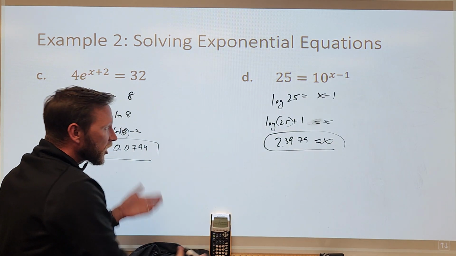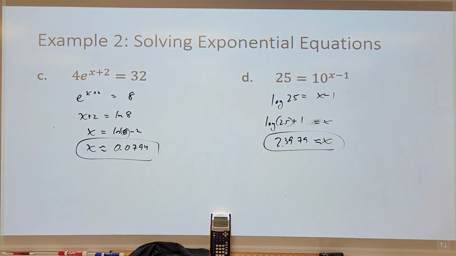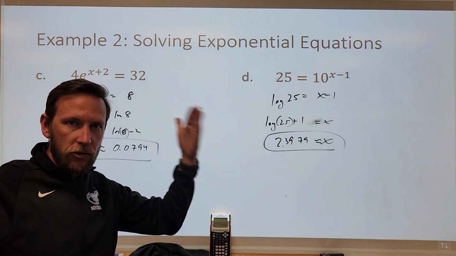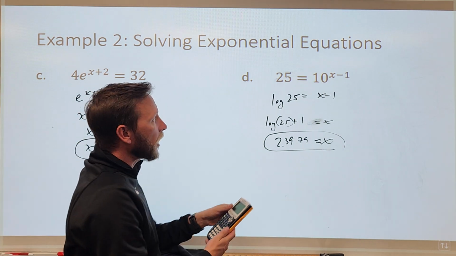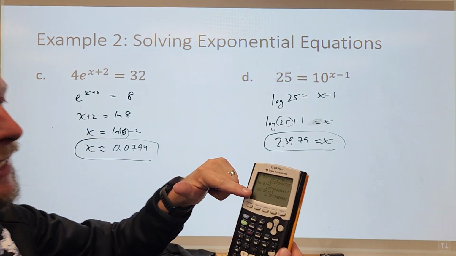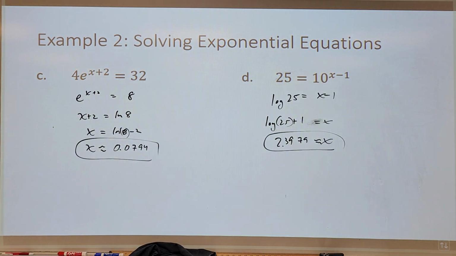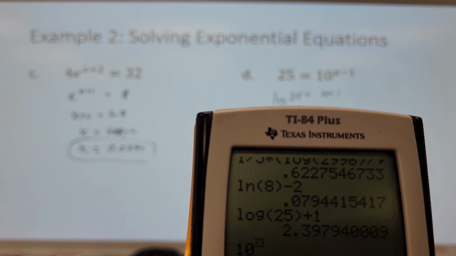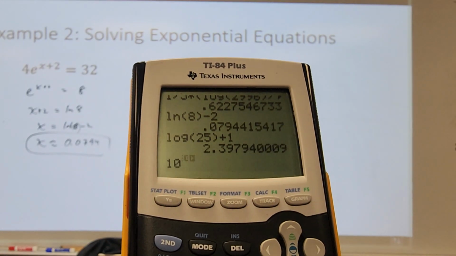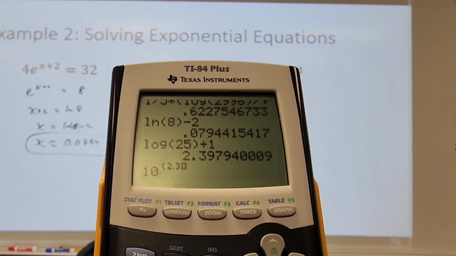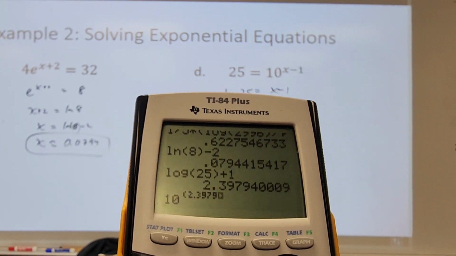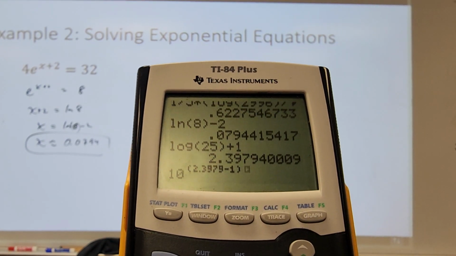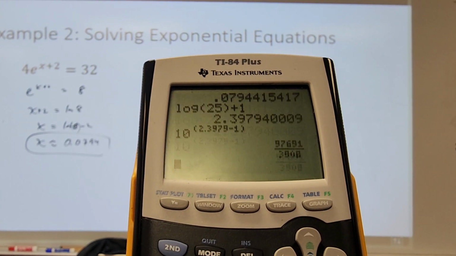All right, so the weird thing about these equations is that you have no sense of whether or not those answers are correct, right? And so it becomes a little bit problematic, but since we are rounding these values, we know that this is not exact. But I could take 10 to the power, and in that power, I could put parentheses, 2.3979, minus 1. And does that give me about 25?